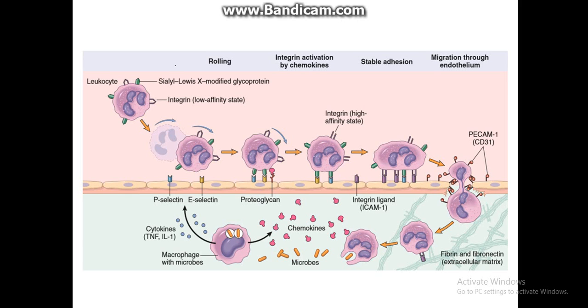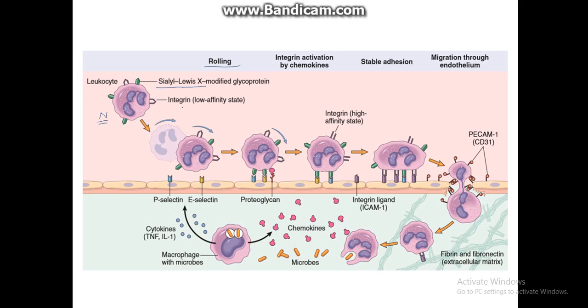Now, the next phase after margination is going to be rolling. Rolling is basically when the neutrophils roll alongside the blood vessel wall until they reach a point by which they can enter into the interstitium and into the inflamed area. This happens when the neutrophils upregulate some kind of glycoprotein, and this is called a sialyl-Lewis X glycoprotein.